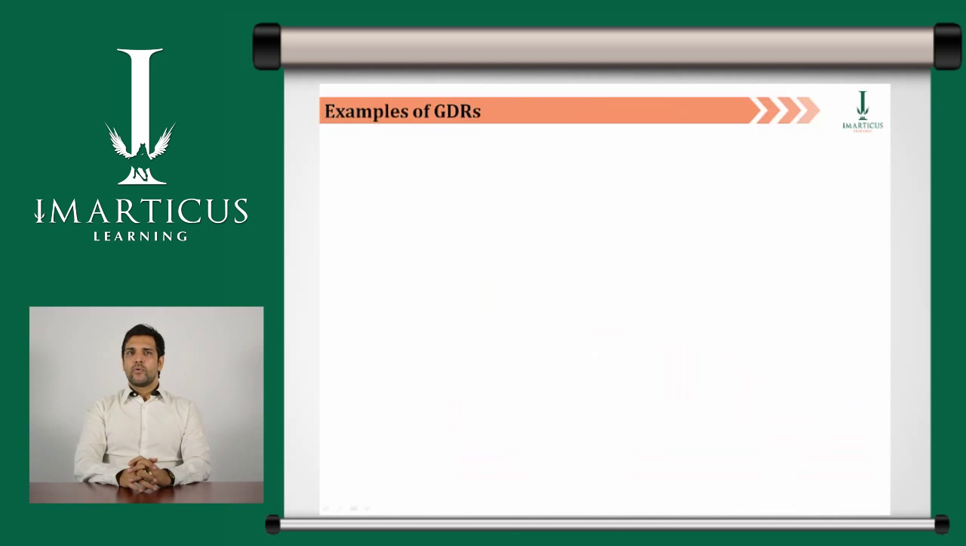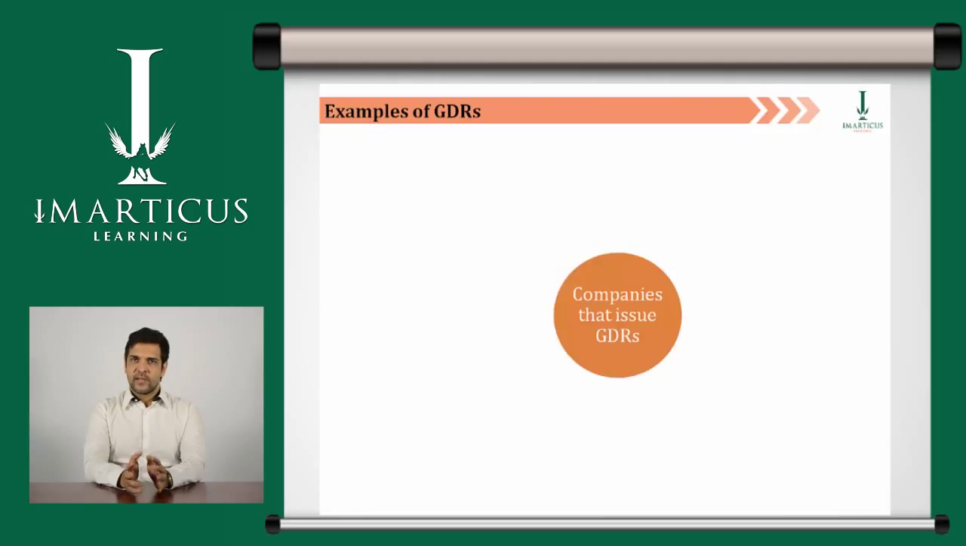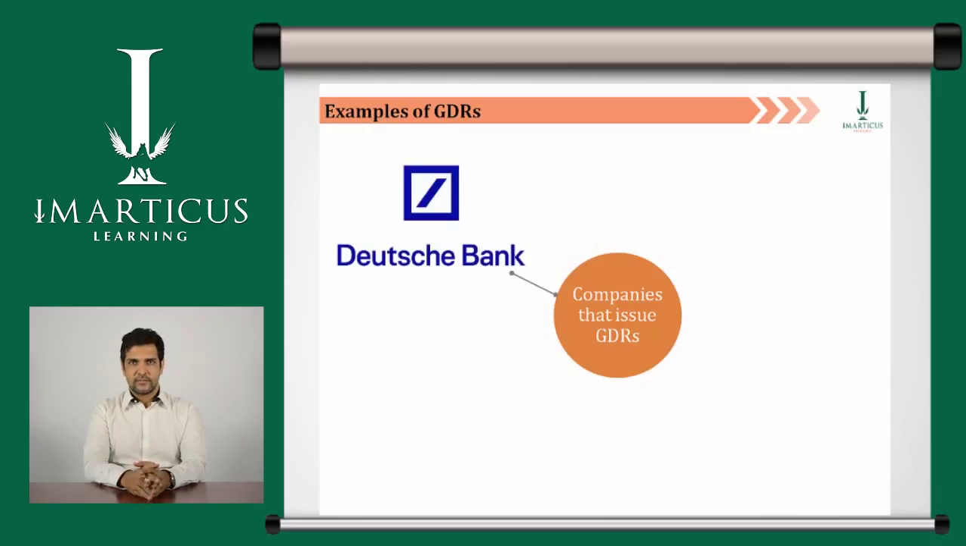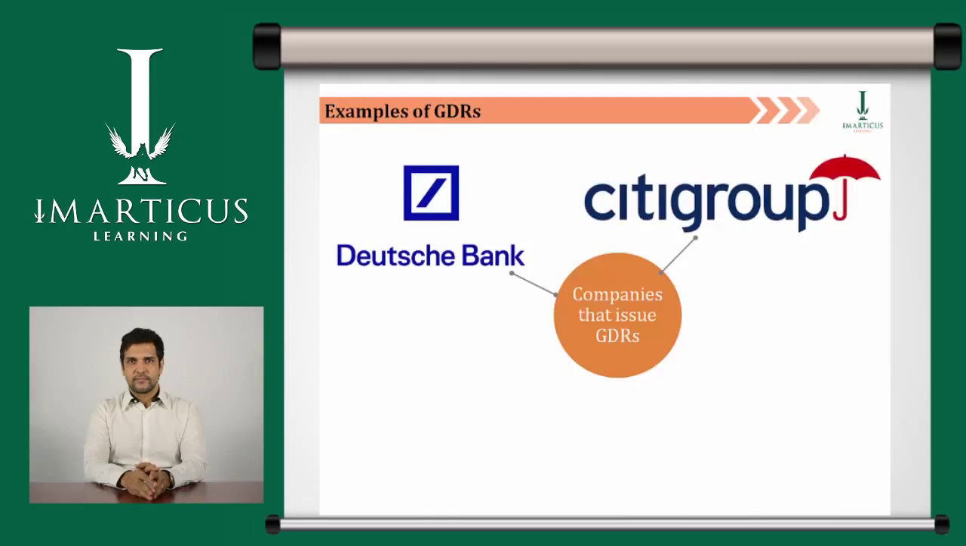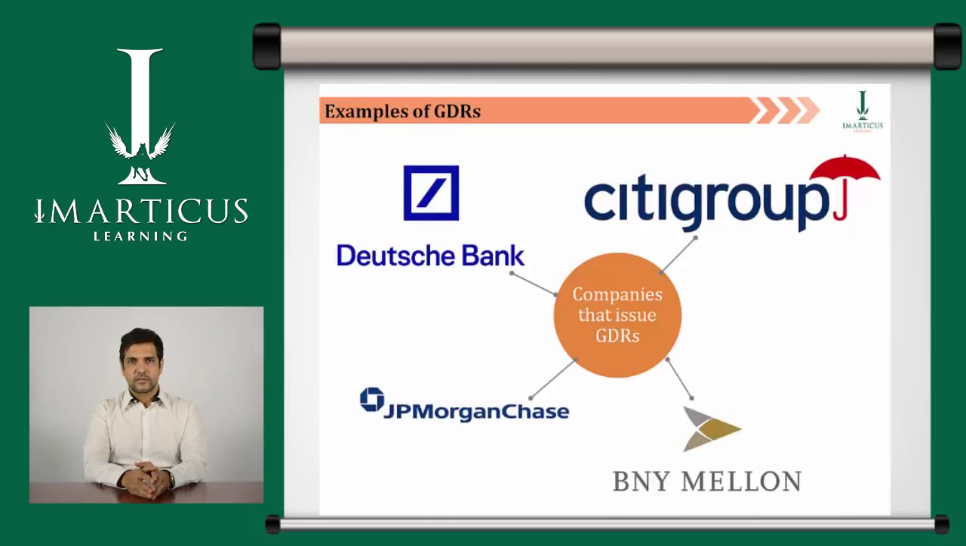Now that we know what are GDRs, let's see some examples of GDRs. Few known financial institutes that issue GDRs are Deutsche Bank, Citigroup, JP Morgan Chase, and BNY Mellon.